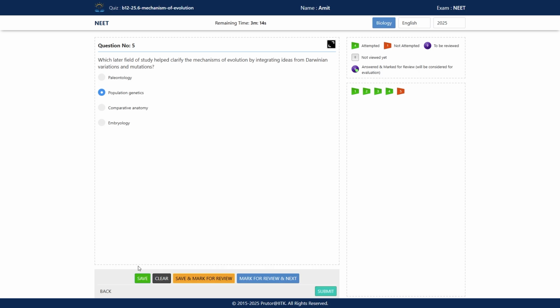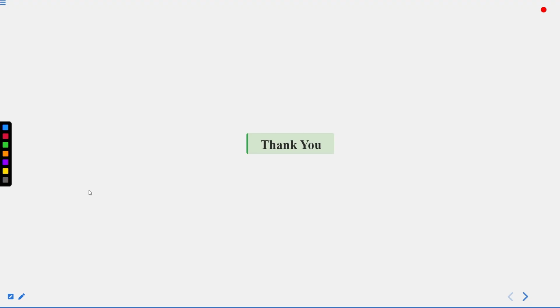So option number B is the correct answer here, population genetics. Here you can study the gene frequencies, allele frequencies. Okay, so with this, we have discussed the questions also. Clear? Now all our questions are complete.